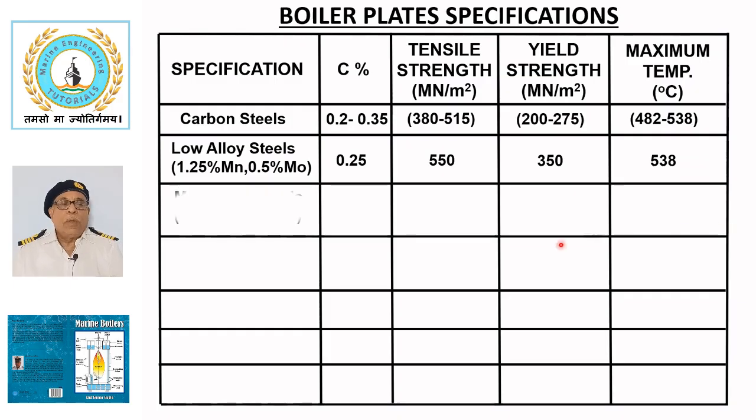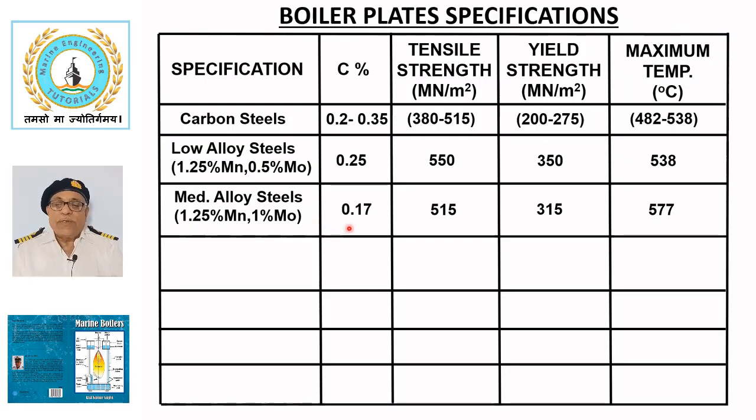Medium alloy steels. Medium alloy steels with 0.17% carbon, 1.25% manganese, and 1% molybdenum provide yield strength of 315 meganewton per meter square at maximum temperature of 577 degrees Celsius. They provide improved creep strength and oxidation resistance suitable for higher steam temperatures.